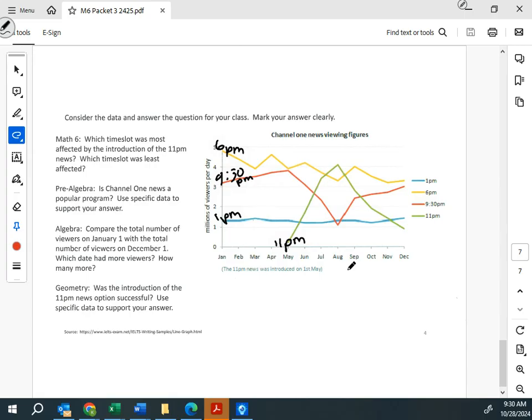Which programming was affected the most? That line moves the most. You're going to put that answer here. Which one was affected the most? And then which one wasn't really affected at all? That line didn't really change. You'll put that to answer the second question, which time slot was least affected? So which line doesn't change the most? It's not affected. So that's your second answer. Which one moved the most? That one's the one that's most affected. So you need to tell me which time slot.